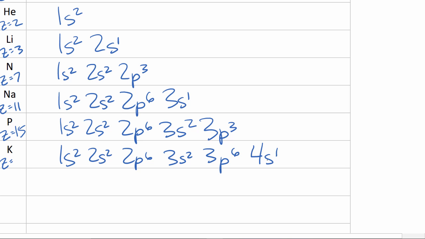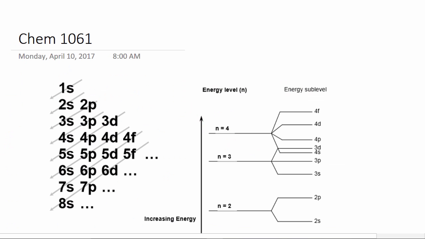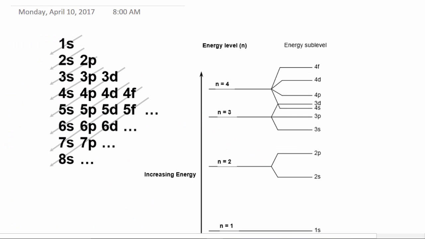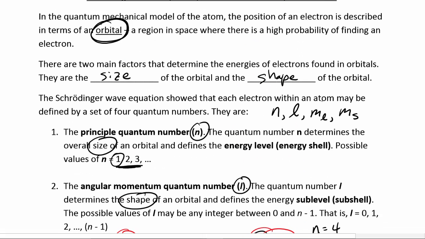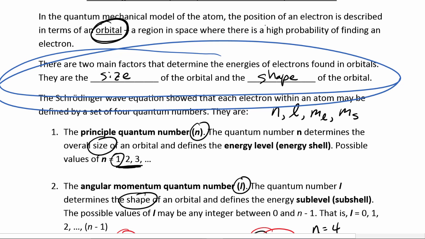Now I'm sure you thought you had the pattern figured out, but it looks like many of us didn't. And that's because we have to go back to where we started today. We were filling out this page right here. And we said that there were 2 main factors that determine the energies of the electrons found in orbitals. They are the size and the shape.